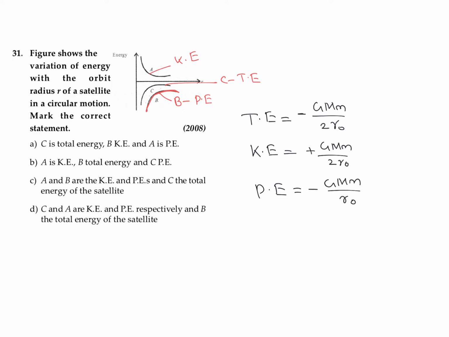According to the first option, it is given that C is total energy and B is kinetic energy, which is wrong. A is kinetic energy, which is correct. B is total energy, which is wrong.